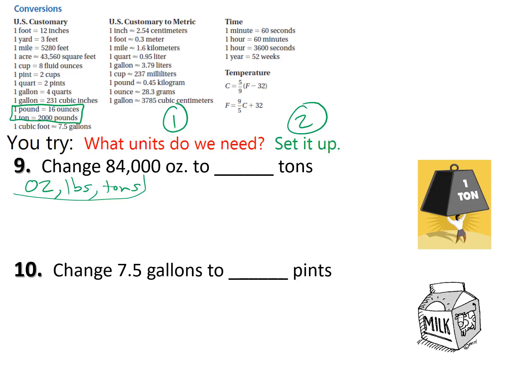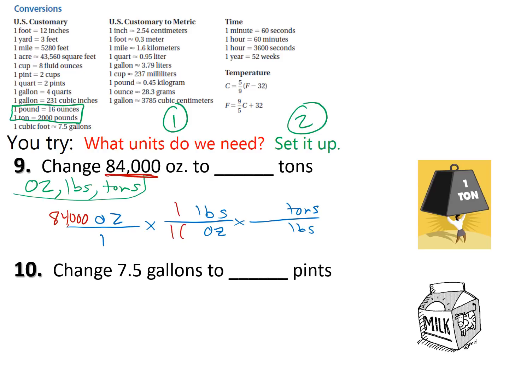Awesome. So we set it up with ounces, and we go from ounces to pounds, and then we go from pounds to tons. Now all that's left is to plug in the numbers we're given. We're given 84,000 ounces, so 84,000. And now we look up at our conversion factors. 1 pound to 16 ounces, and 1 ton to 2,000 pounds.